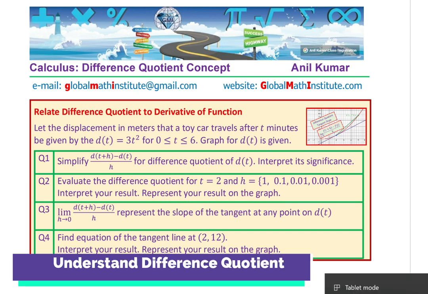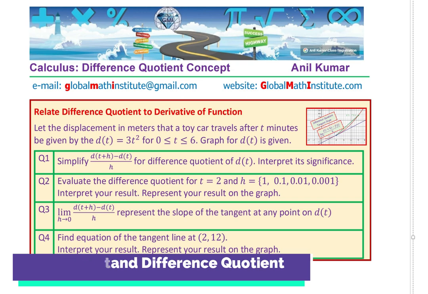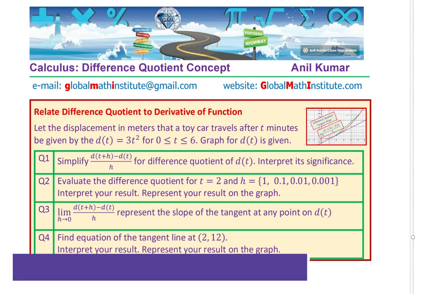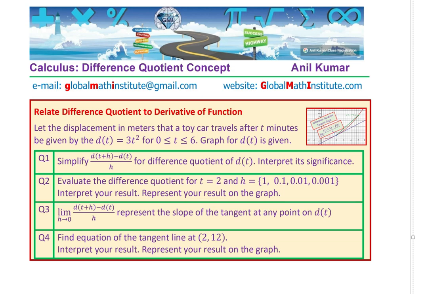Now let us understand the very important concept of relating difference quotient with slope of tangent line at any point on the curve. With a simple example, we will illustrate how this difference quotient represents the slope of the tangent line.